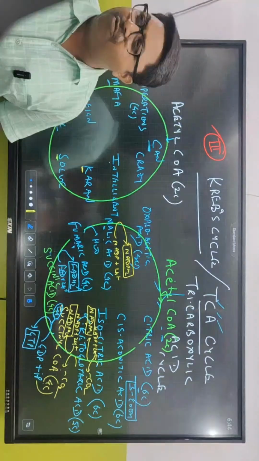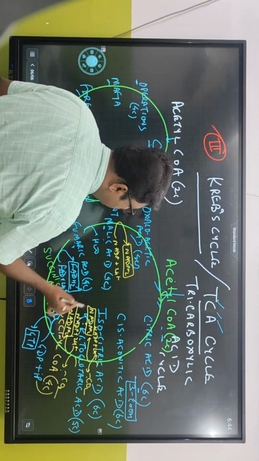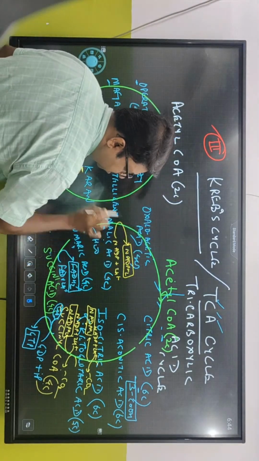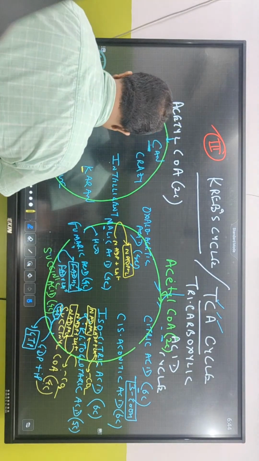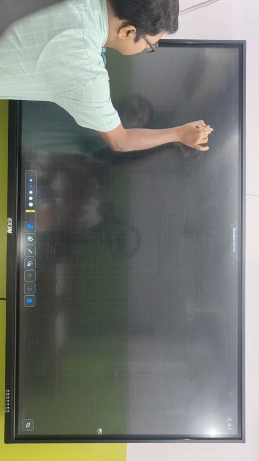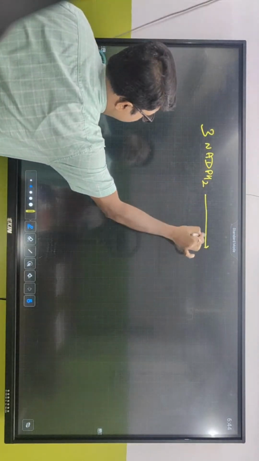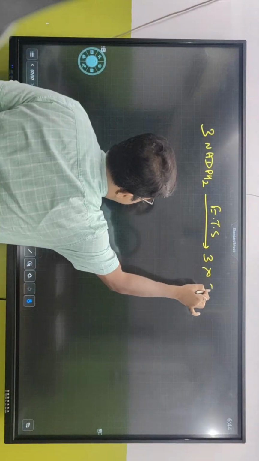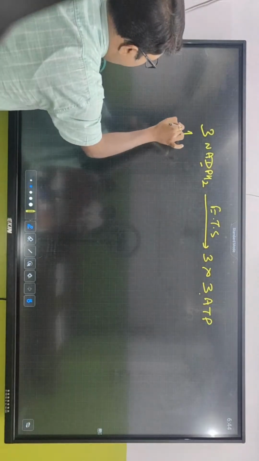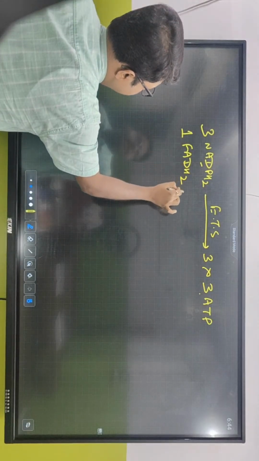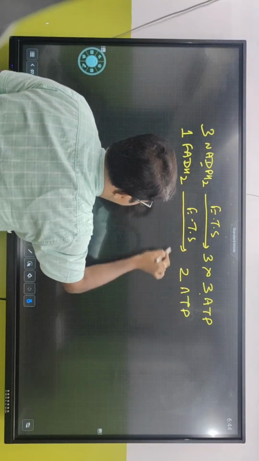So how many NADPH2 got formed? Adrian, tell me. 3. 1, 2, 3. So 3 NADPH2 were formed over here. How many FADH2? 1. How many GDP? 1. So 3 NADPH2, when it goes inside electron transport system, 3 into 3 ATP. 1 FADH2 will give you how many ATP if it gets inside ETS? 2 ATP. And 1 GDP.